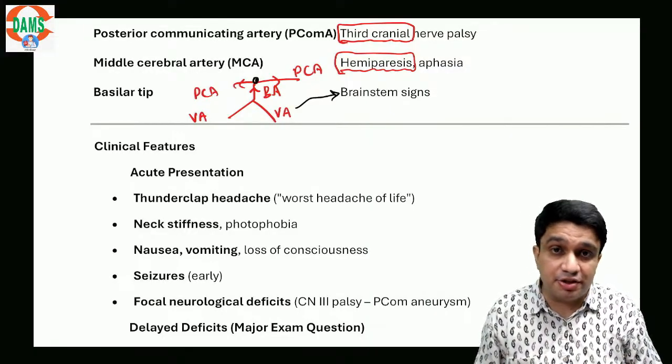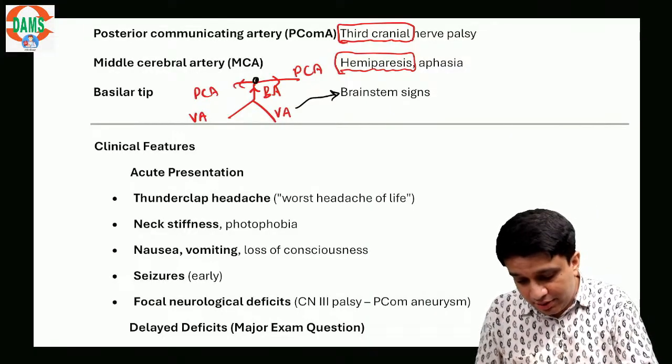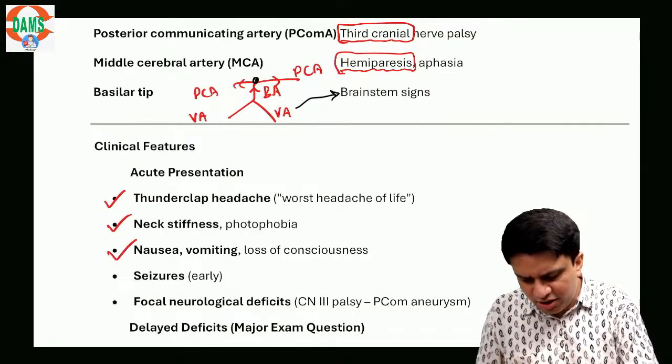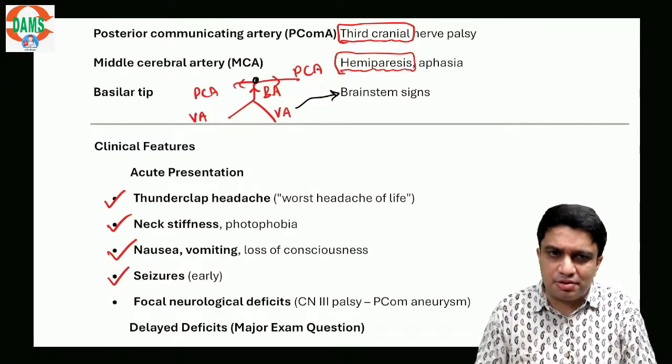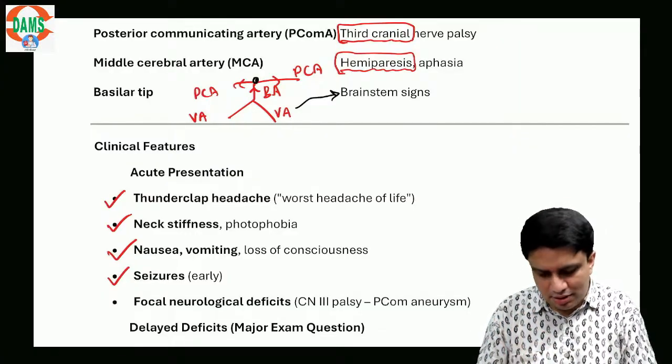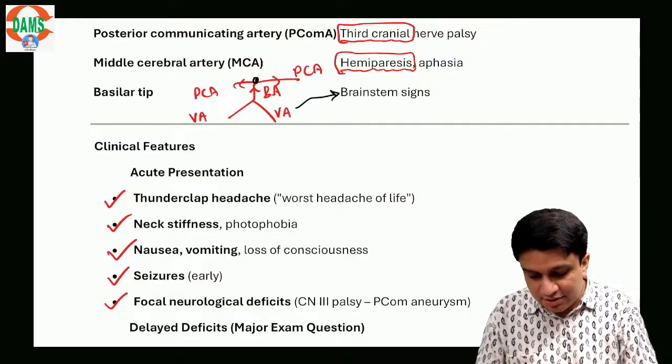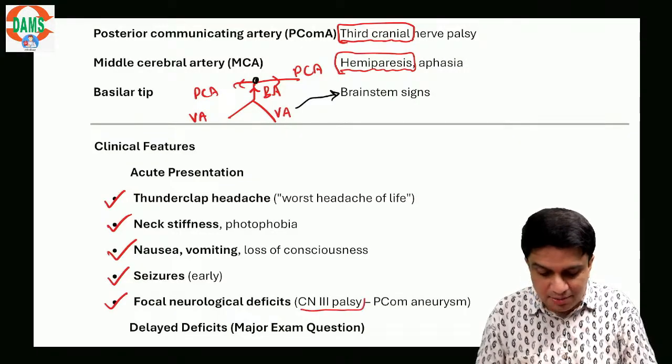What are the acute presentations of SAH? Thunderclap headache, neck stiffness, nausea, vomiting, LOC, seizure early. Seizure is rare actually. Early seizure happens, I've seen this, but it's rare. Focal deficit. Yes, this is something as an acute presentation I'm talking about.